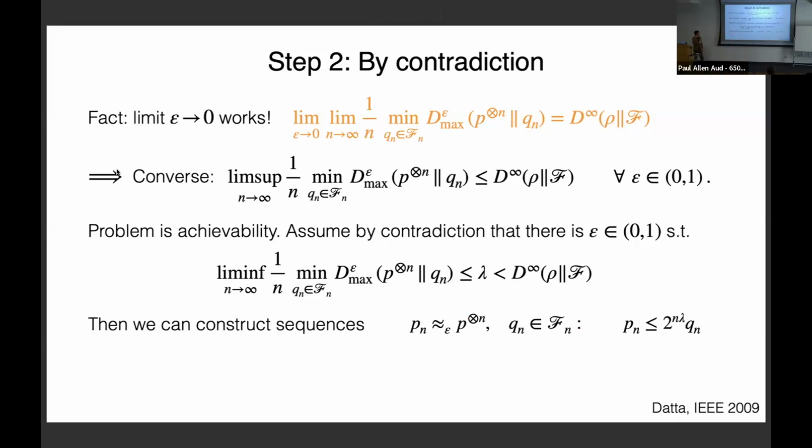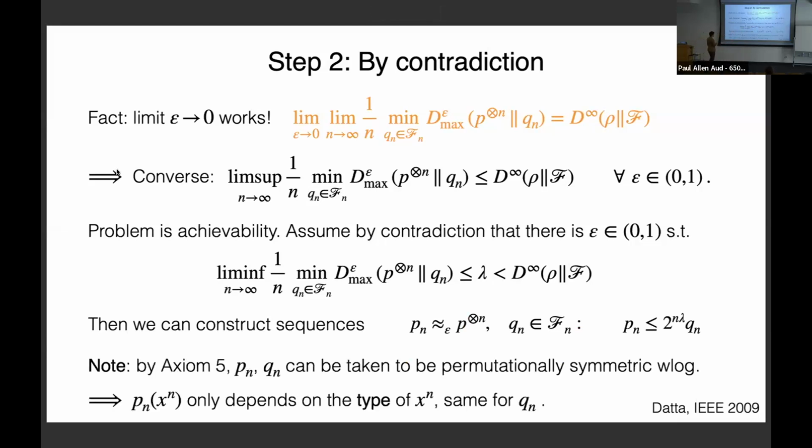And now we still have to use the axioms, right? We haven't used the axioms at all. Now I'm going to use one of the axioms. Axiom 5 tells you that I can always symmetrize the probability distributions because symmetrization is a free operation. So this means that I can always take Pn and Qn to be perfectly permutationally symmetric without loss of generality. If they're not, I just make them so. That means I shuffle the sequence at random.